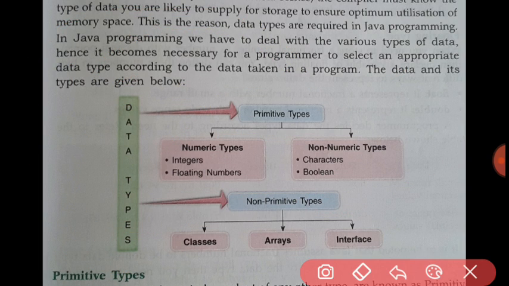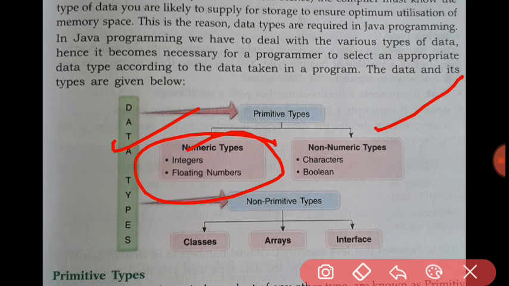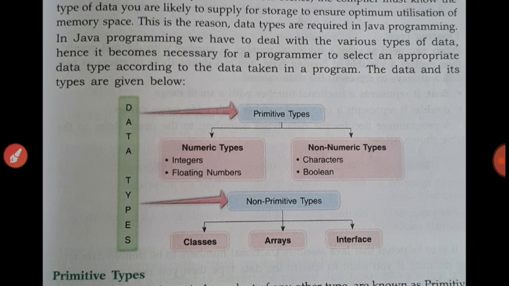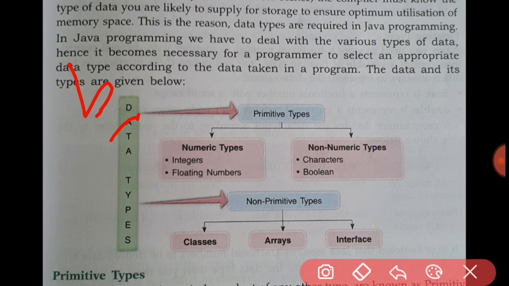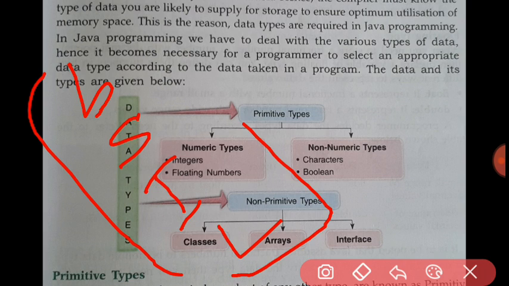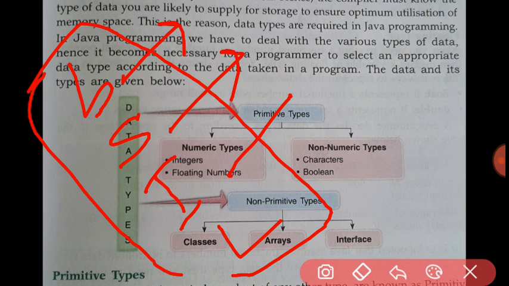So let us see. In primitive categories, there are numeric data types and non-numeric data types. Numeric: integer, floating type, and non-numeric: characters and boolean type. Again, in integer there is a category: byte, short, int, long. So these all four refer to the integer data type. The size is different. For byte there is 1 byte, for short 2 bytes, for int 4 bytes, and long 8 bytes. You can also note down, it will be helpful to you. So there is a different size.